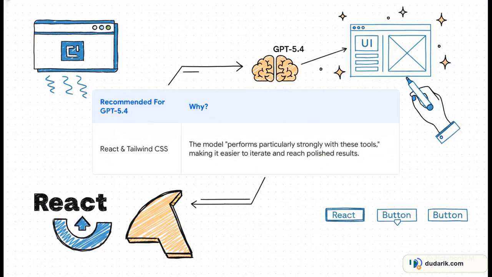So if you're building for the web, OpenAI has a very specific recommendation for you. Use React and Tailwind CSS. They say flat out that GPT 5.4 performs particularly strongly with this stack, making it way easier to get to that polished result you're after.